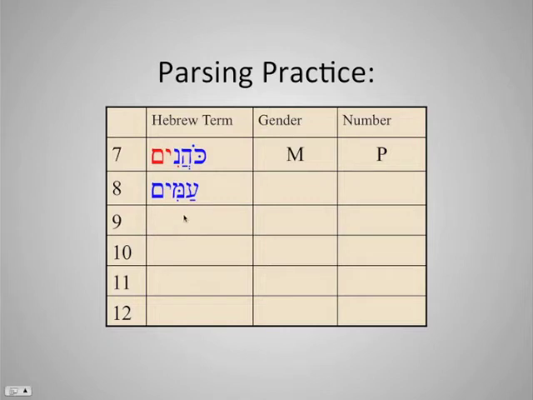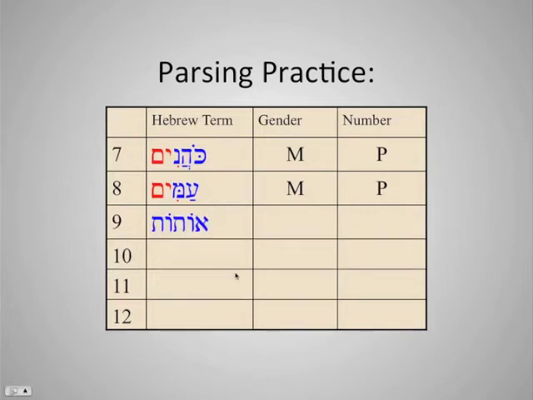Number 8, we have the word amim. Again, the ending is hirik yod mem, just like number 7, so we parse it again as a masculine plural. So in this stage of the game, we're just looking for the patterns, the endings added to the end of these nouns. Amim is translated as peoples, plural, and it's a masculine plural noun.